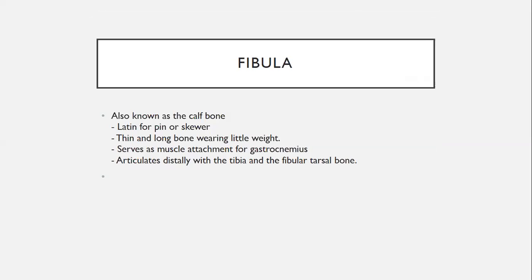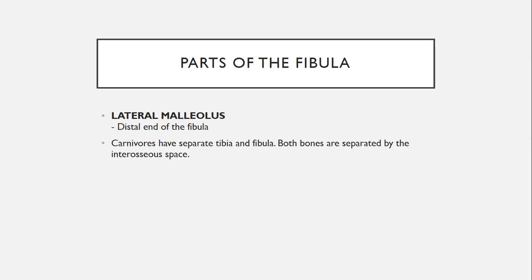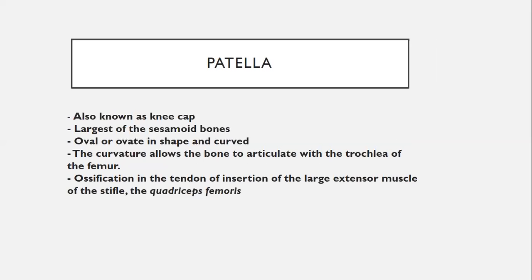Fibula or the calf bone, Latin for pin or skewer, and it's a thin and long bone bearing little weight and serves as attachment for the gastrocnemius. In Bisaya, we call it the bagtak. So that's the bagtak. That muscle is gastrocnemius and it's firmly attached to the fibula. It also articulates with the tibia and the fibular tarsal bone on its distal end. The parts of the fibula, you have the lateral malleolus. Carnivores have separate tibia and fibula. Both bones are separated by the interosseous space.